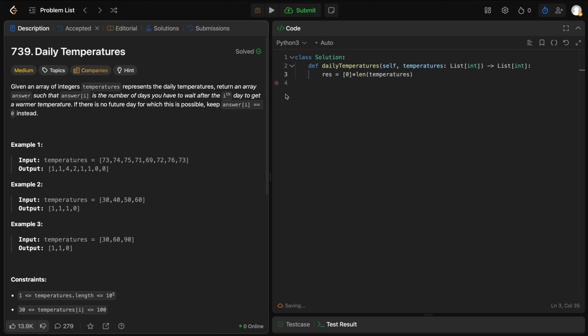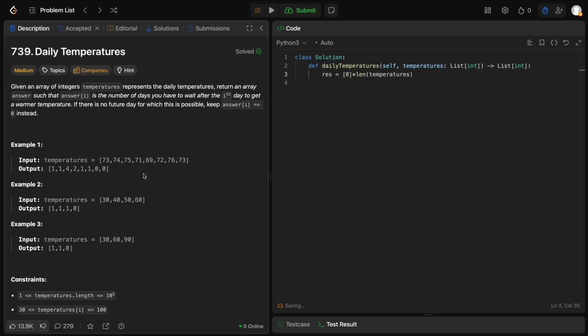Yeah, let's continue on this. For 73, we push 73, 0. Then we go to 74 and check the stack. We remove everything we can, and then we store 74, 1. Then we store 75, 2 and remove, so everything is removed here. Then we have 75 on the stack.